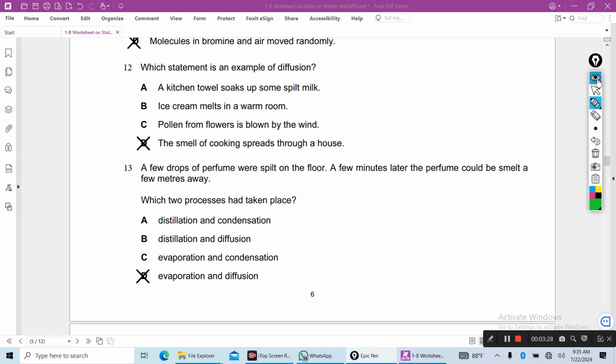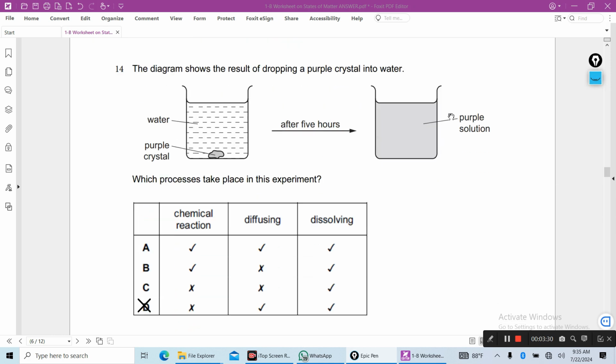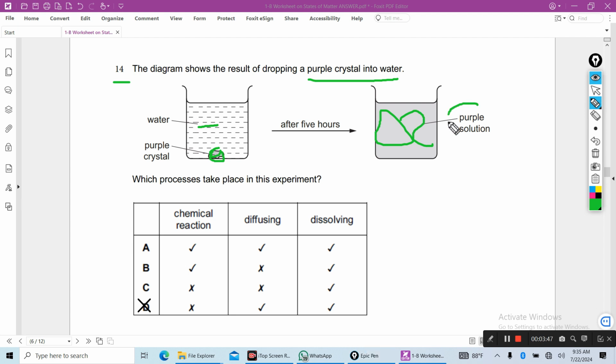Next, 14. The diagram shows the result of dropping purple crystals into water. You see, these are the purple crystals, this is water. These purple crystals dissolve, and after 5 minutes the whole beaker contains the purple colored solution. That means here dissolving and diffusion happen. Which process takes place in this experiment? So chemical reaction, not here, chemical reaction is wrong.